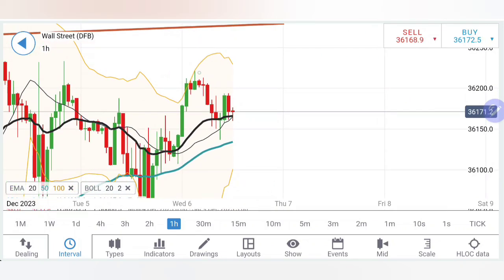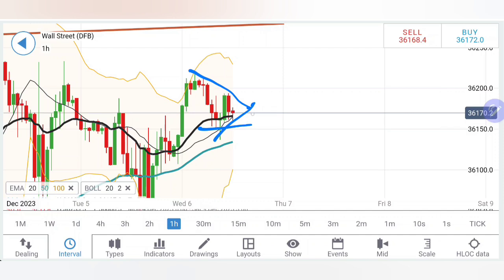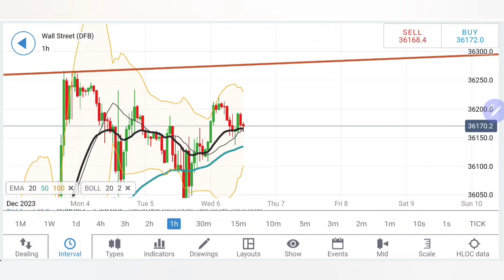Now what is happening on the charts is a consolidation going on. It is trying to find support at 36,140 levels. Be watchful of this. On the upside, certainly 36,200 and 36,220 are good resistances. Once it stays beyond this, you can look forward to the 36,250, 36,260 zone and then 36,300.